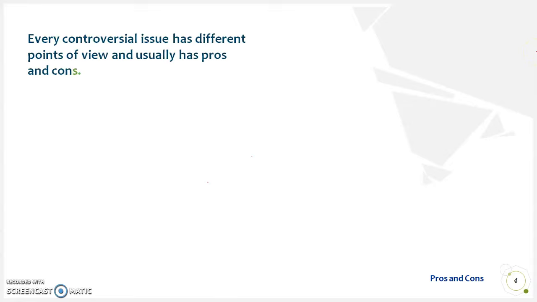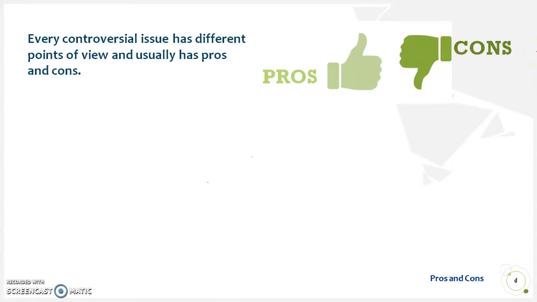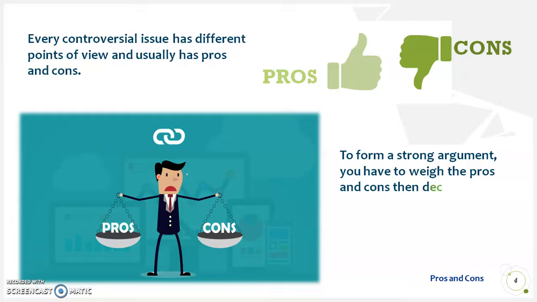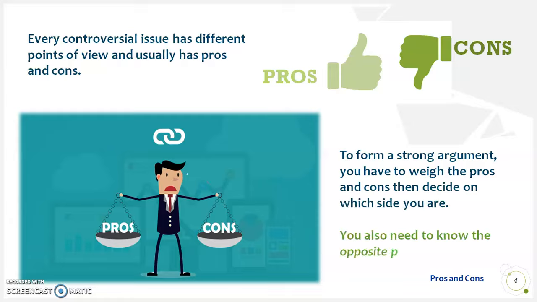As you know, every issue that is controversial has different points of view, and these points of view discuss the pros and cons of the issue. Pros are positive aspects or positive features, that is, advantages, and cons are the negative aspects or the disadvantages. However, when you want to present an argument, you have to know both pros and cons and weigh between them so that your argument is strong.